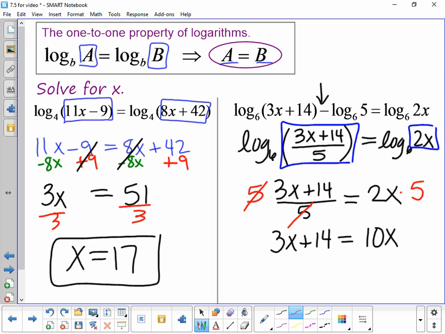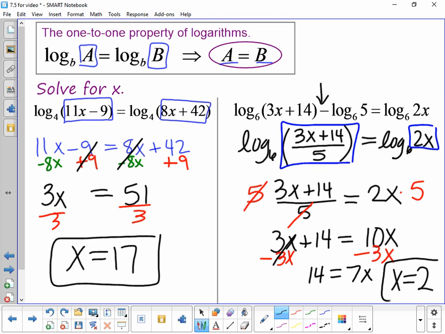This equation is not too hard to solve at this point. We've done the hard work. So if we subtract the 3x from both sides, we have 14 is equal to 7x. And if we divide by 7, we get the result that x is equal to 2.